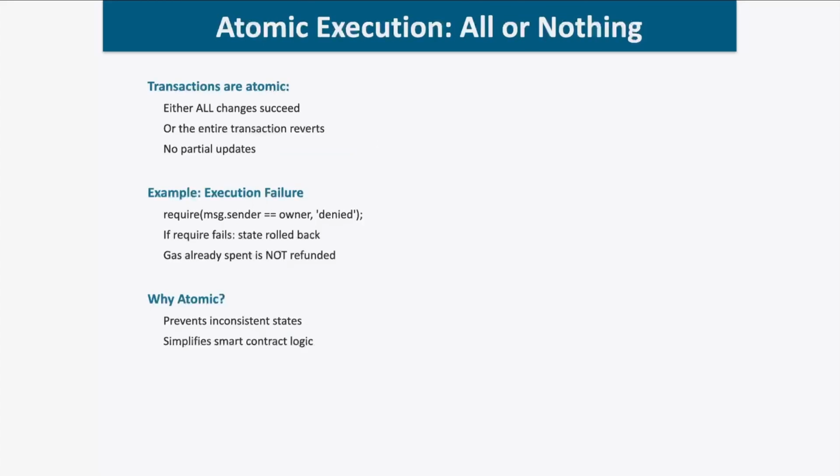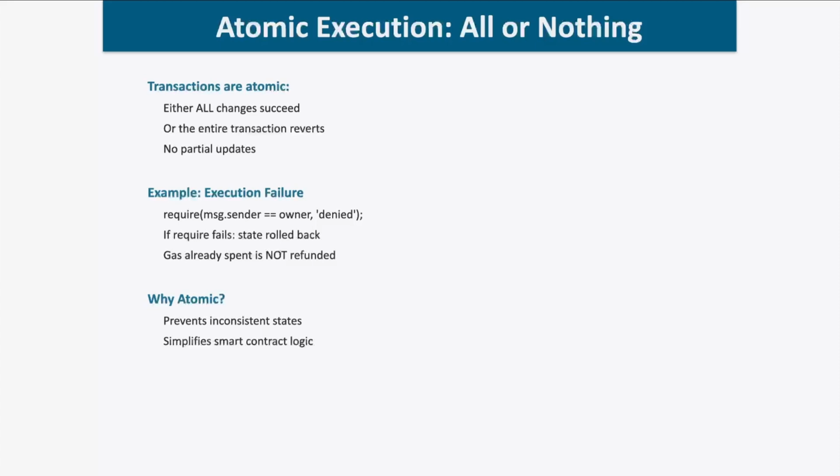There's an important property of Ethereum transactions called atomicity. Atomic means all or nothing. Atomicity means all changes succeed and are saved, or the entire transaction reverts and nothing is saved. There is no in between. There's no partial success.